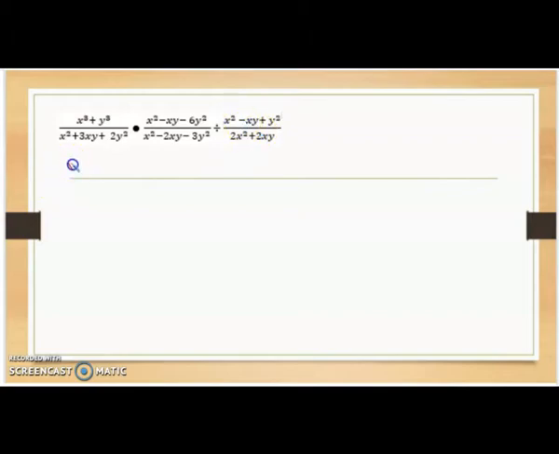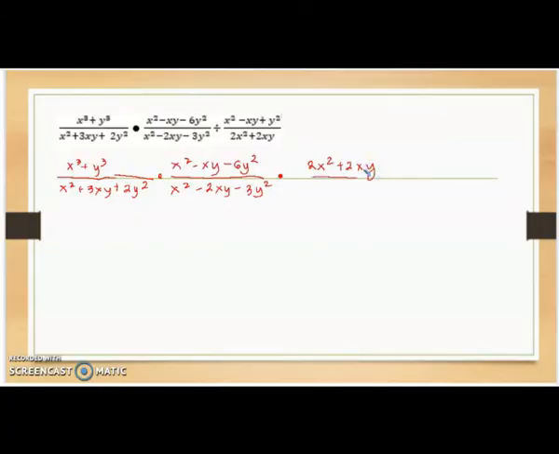So that is x cubed plus y cubed over x squared plus 3xy plus 2y squared, times x squared minus xy minus 6y squared over x squared minus 2xy minus 3y squared. Now, from division, proceed to multiplication, and get the reciprocal of the divisor. So 2x squared plus 2xy becomes the numerator, and then x squared minus xy plus y squared becomes the denominator.